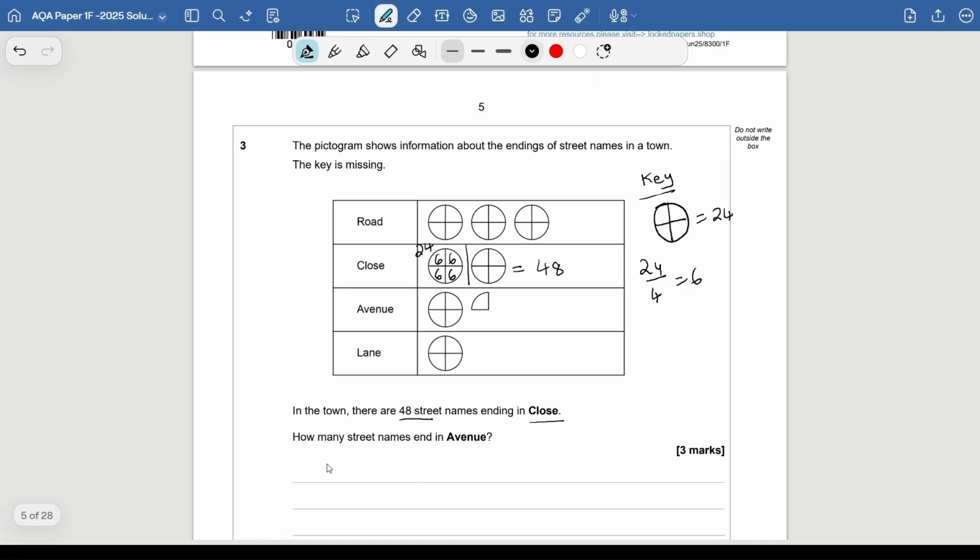So now it wants you to find how many street names end in avenue. Here we see avenue has got one full circle and a quarter circle. So one of them is 24 and this is 6. So 24 plus 6 is 30.